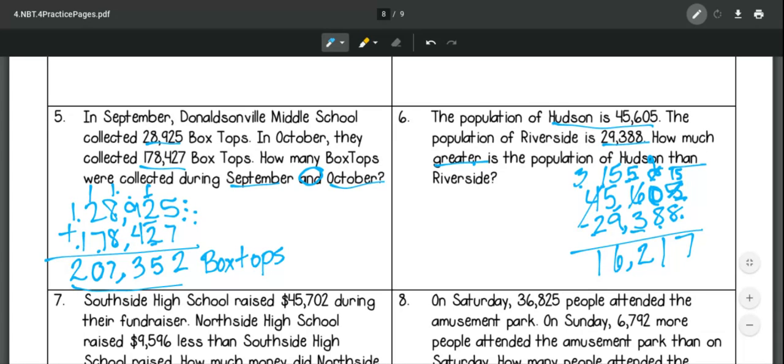So our answer is 16,217. And we can label this answer by saying Hudson is 16,217 greater than Riverside.